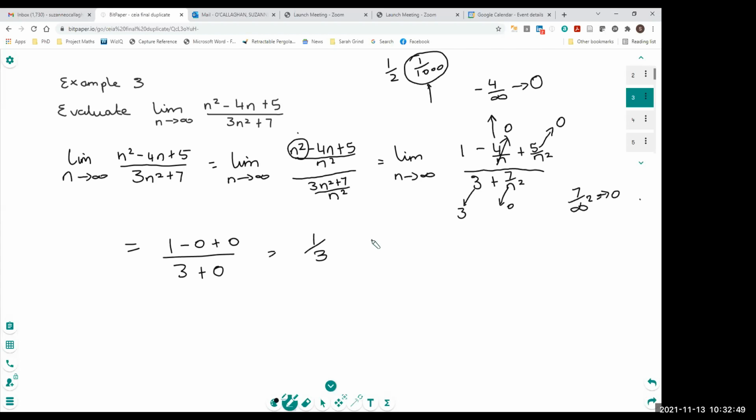So the limit as n approaches infinity of n squared minus 4n plus 5 all over 3n squared plus 7 is equal to a third. In other words, if n was infinity, that's the limit that it would approach. It wouldn't go beyond that.